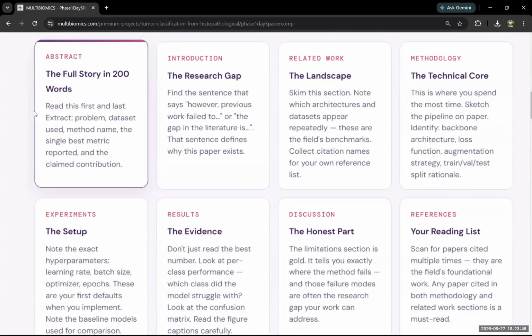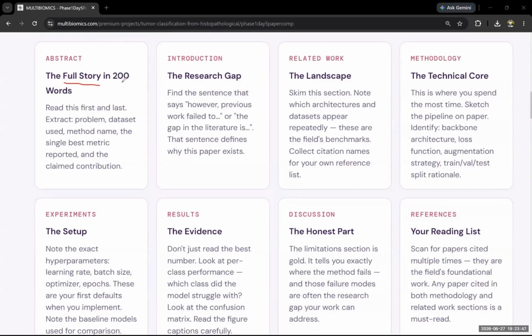So the abstract will give you the full story in 200 words. That is why, on the first pass, you have to read everything. The introduction will give you the research gap that was present, and they will introduce what problems they were facing, and that's why they chose this topic. Okay, related work: definitely, other papers you will find, the benchmarks also you will find. All those things you can find.